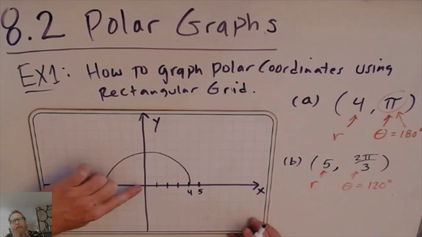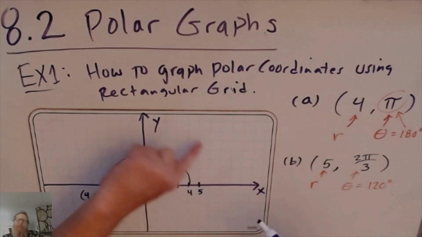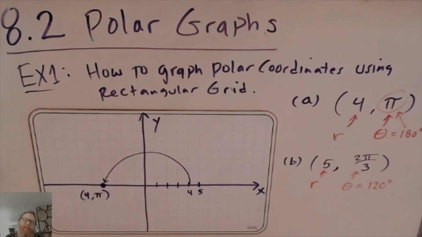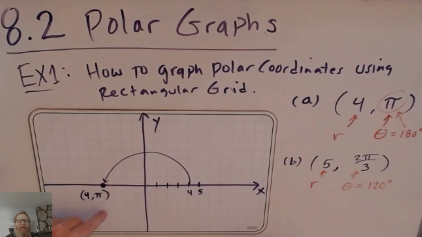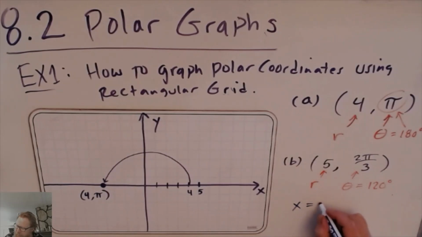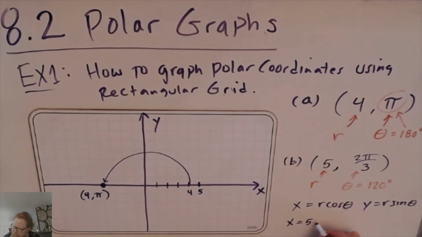Now, you might want to be a little bit more precise this time. In my first example, I just rotated exactly 180 degrees because that's easy to do. Any multiple of 90, 90, 180, 270, or 360, you can easily identify just freehand. For this one, I wouldn't do it freehand. I would actually convert so that you can find the x and y coordinates. So x is r cosine theta, y is r sine theta. So x is 5 cosine 2 pi over 3.